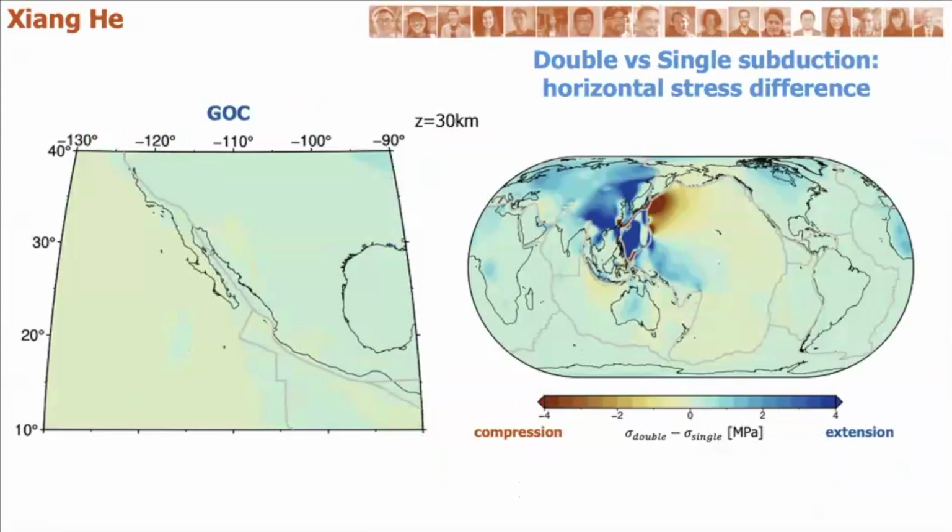You can see those strong effects around the Philippine Sea, but in other places, especially the Gulf of California, the difference is quite small, which means the double subduction system might not affect the rifting of the Gulf of California too much in my model.